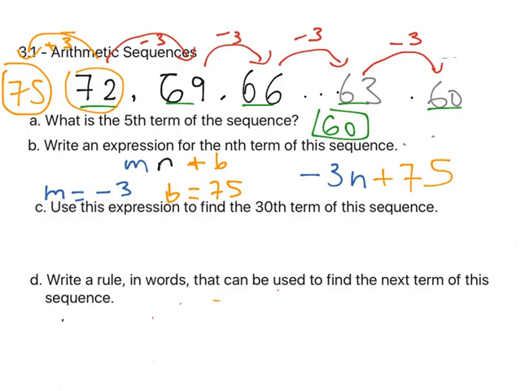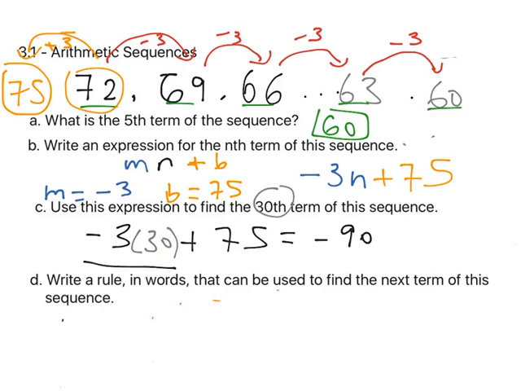C, use this expression to find the 30th term of the sequence. Well, here's our expression, negative 3n plus 75. We replace the n with 30. Okay. This means it's negative 3 times 30, that's negative 90, plus 75, that gives us negative 15. That's the answer.